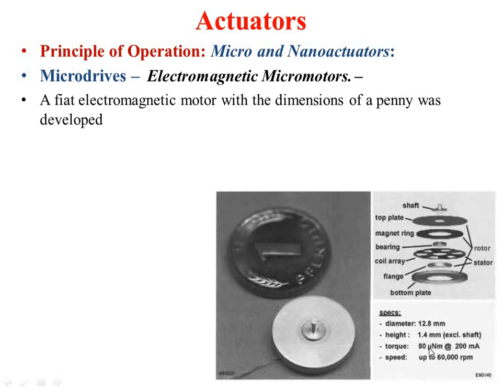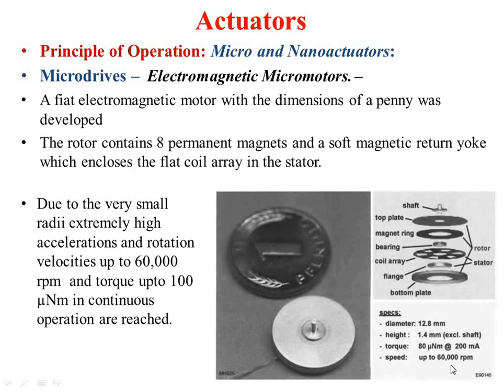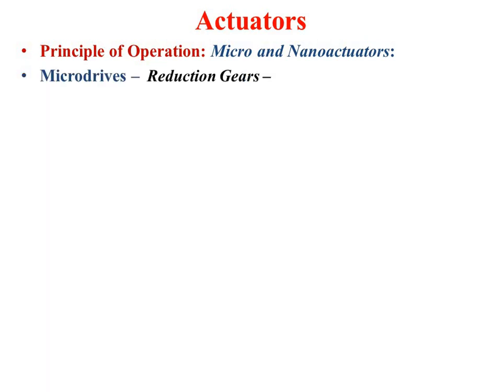So torque is about 80 micro newton meters at 200 milliampere current, and you can get a speed of 60,000 rpm. So you can see that such motors produce a good torque as well as high speed. Due to the very small radius, extremely high acceleration and rotation velocity up to 60,000 rpm, and torque up to 100 micro newton meter in continuous operation are reached. With the help of such penny motors, we will try to see how exactly it is moved.